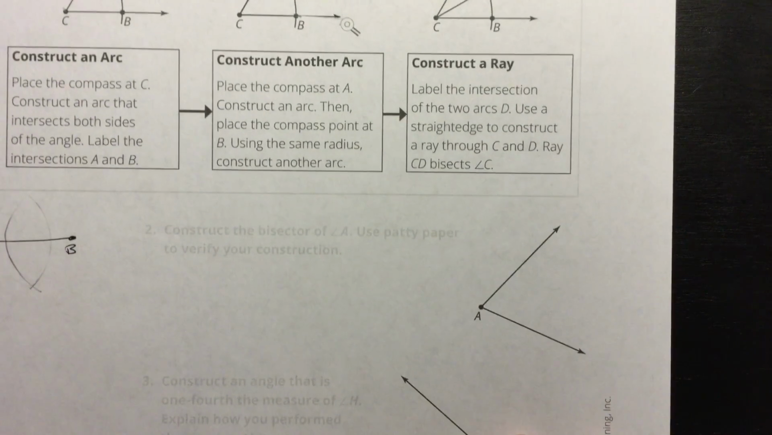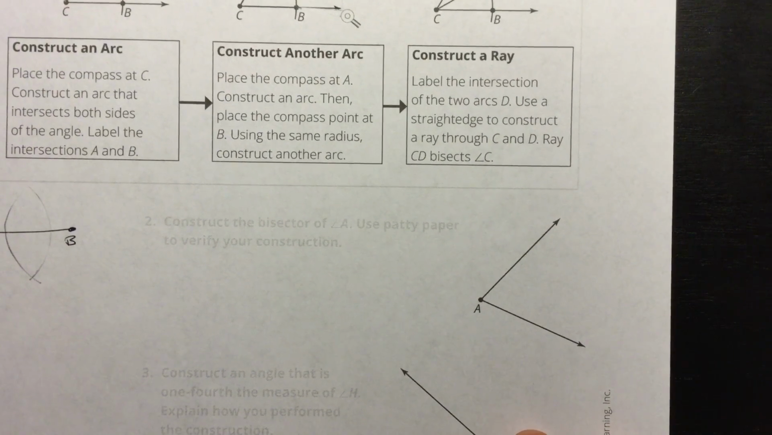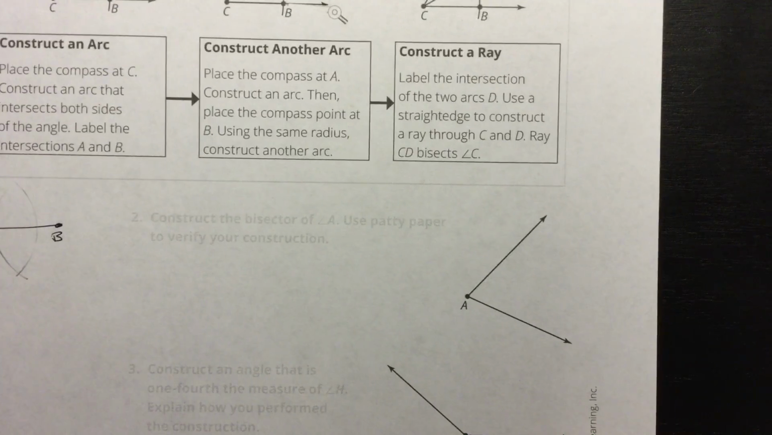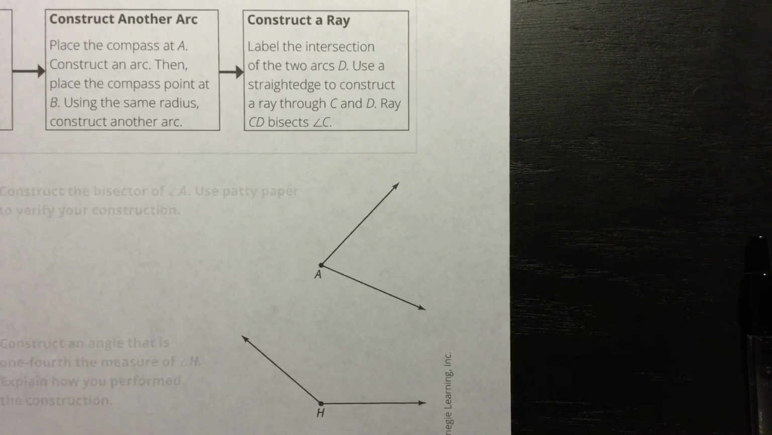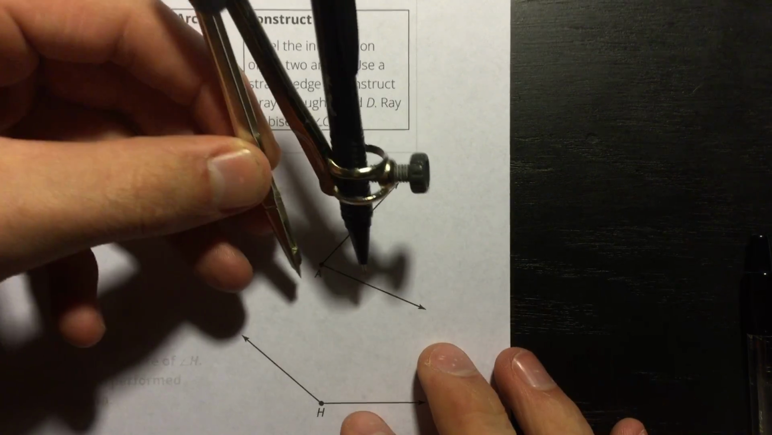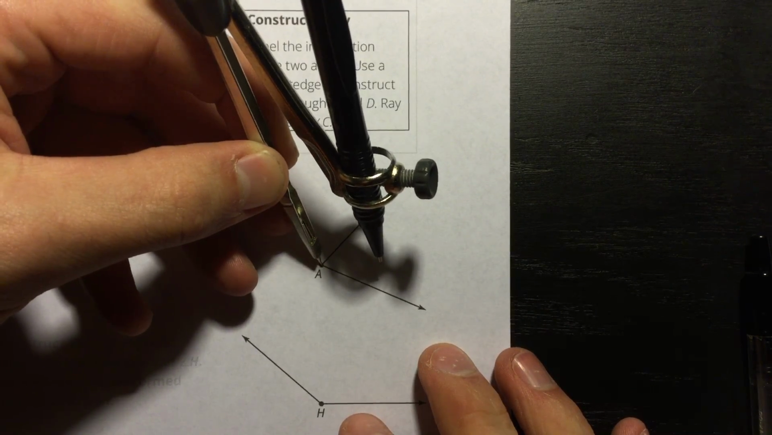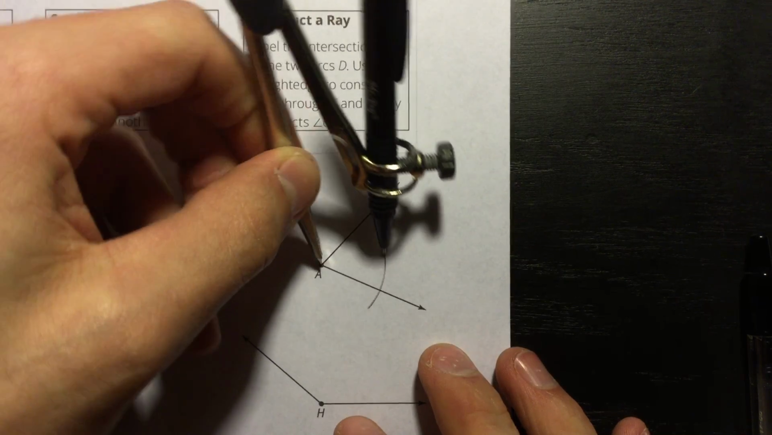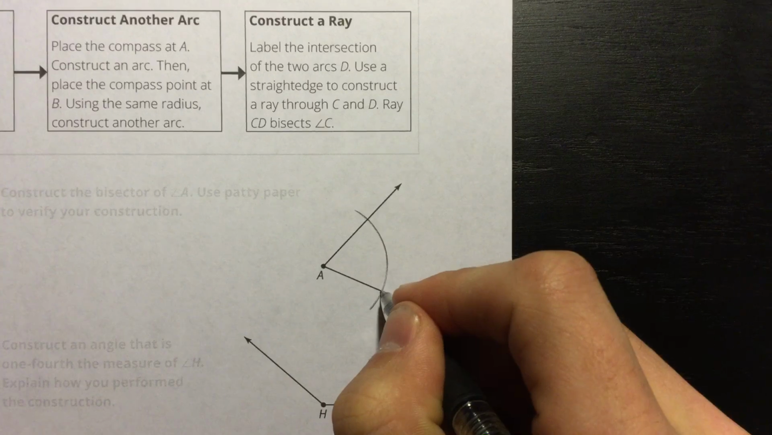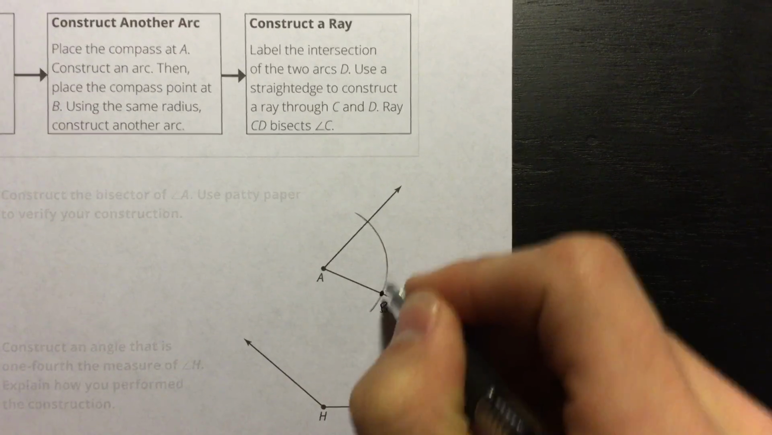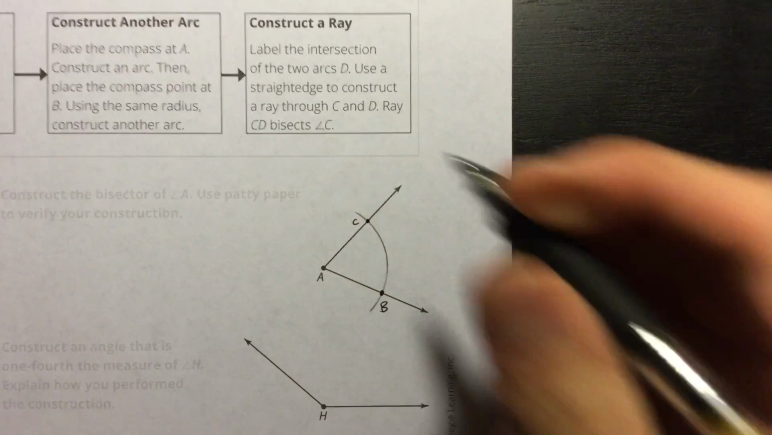Okay, so question 2 says, construct the bisector of angle A. Use patty paper to verify your construction. Unfortunately, I don't have patty paper to verify the construction, but we can do this. I'm going to put the point of my compass on point A, on the vertex, and construct an arc that intersects both lines of my angle. Then we'll label this B, and up here label this C.